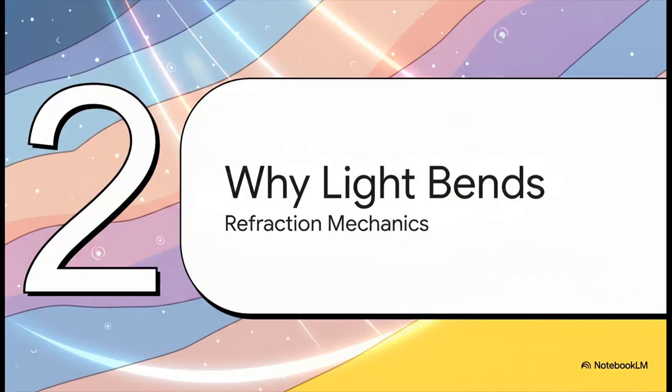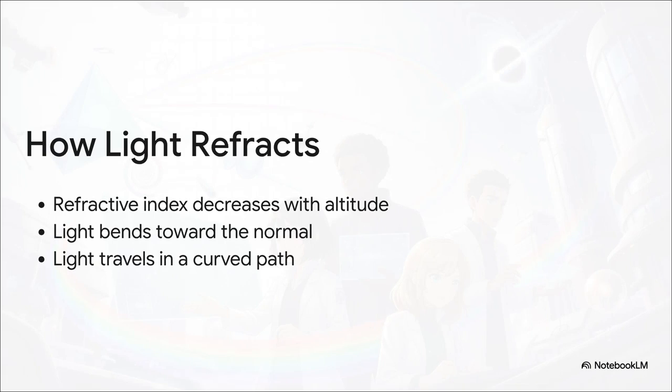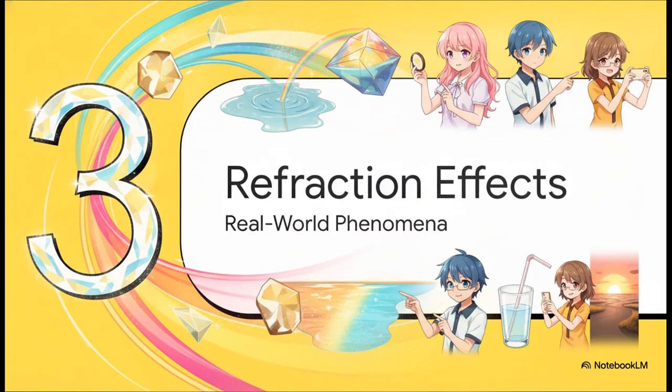Moving right along to section 2, why light bends. So why exactly does it bend? Well, the upper layers of our atmosphere are way less dense than the really thick air down here near the Earth's surface. Because of that, the refractive index actually decreases with altitude. In physics, there's a rule. When light passes from a less dense medium into a denser medium, it bends toward the normal line. What that means for us is that instead of traveling in a perfectly straight line, a beam of starlight actually curves toward the Earth as it comes down. Let's see this in action.